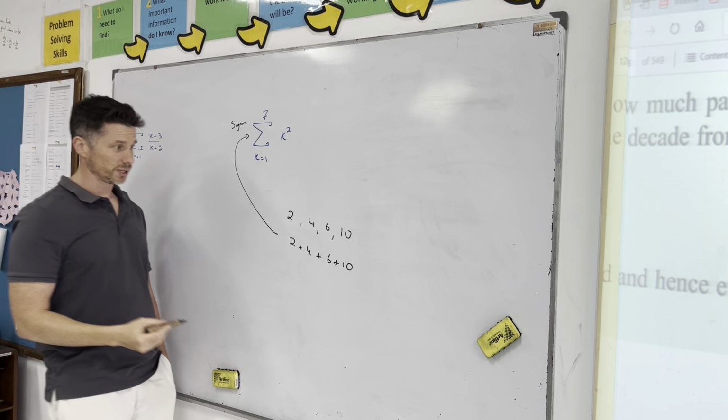What does the k equal to 1 at the bottom mean? K is 1, the starting point. I start with k equals 1. So when you have a series with an nth term, you start by subbing in 1 for n, and then 2 to get the second term, 3, and so on.